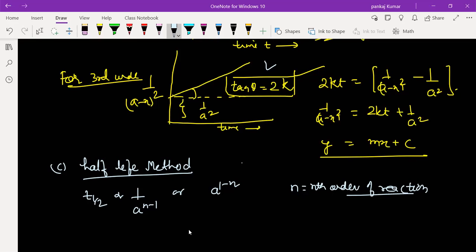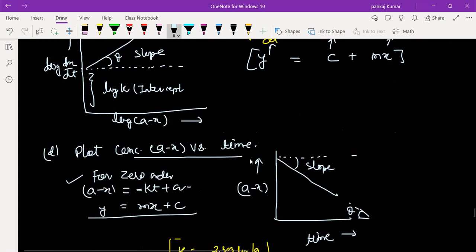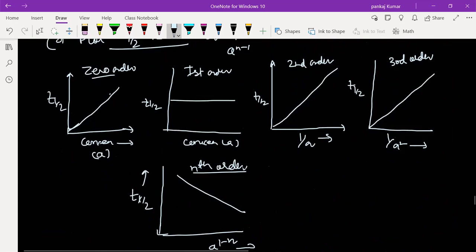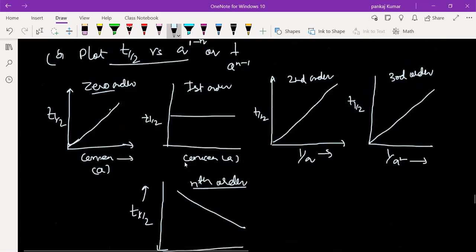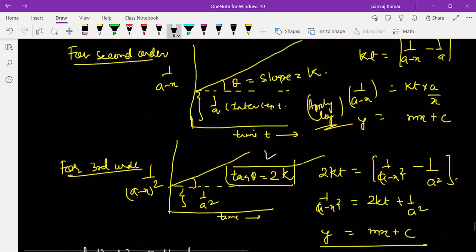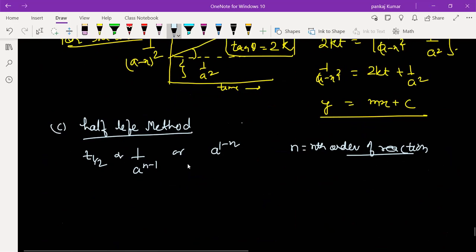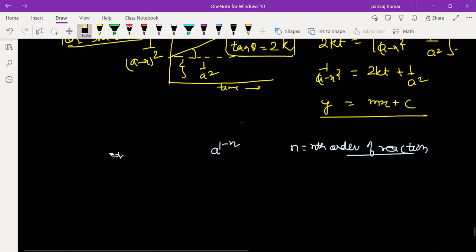So already we have seen this for the half-life also, isn't it? Half-life we have plotted the graph. Half-life we plotted now, A, B, C. You leave it.